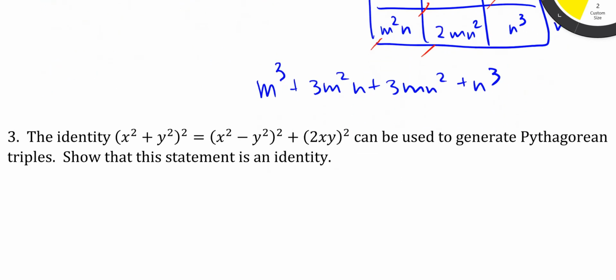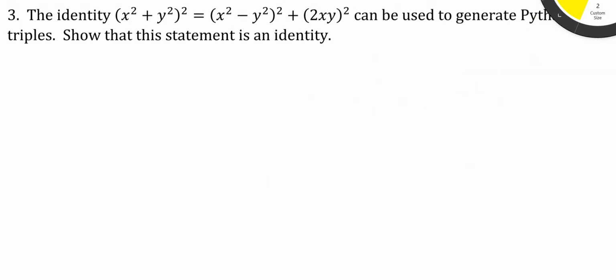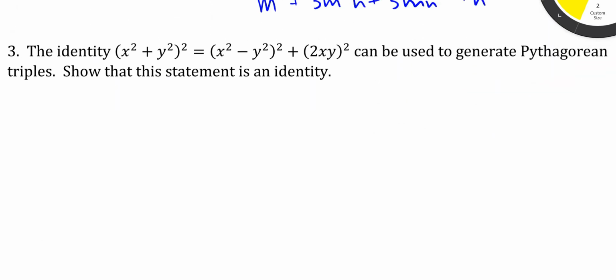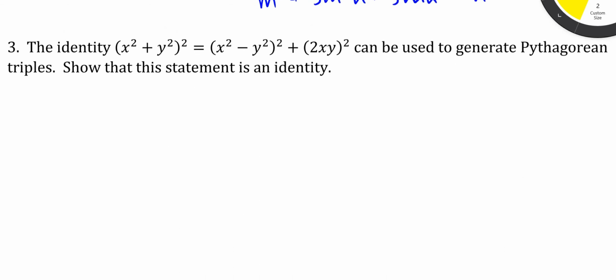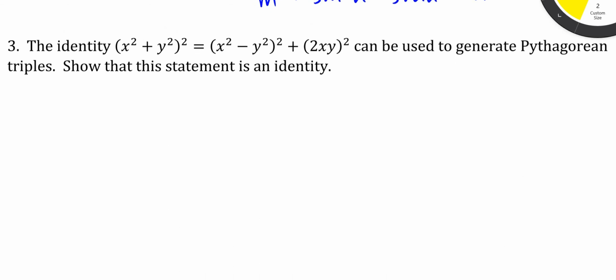Alright, the next one asks us to identify some Pythagorean triples here. So it says this identity can be used to generate Pythagorean triples. Show that this statement is an identity. So all we're really doing here is multiplying again. So if we do some multiplication here, we're going to wind up getting x to the fourth plus 2x squared y squared plus y to the fourth. Again, I'm using the rule from today's lesson to do that.